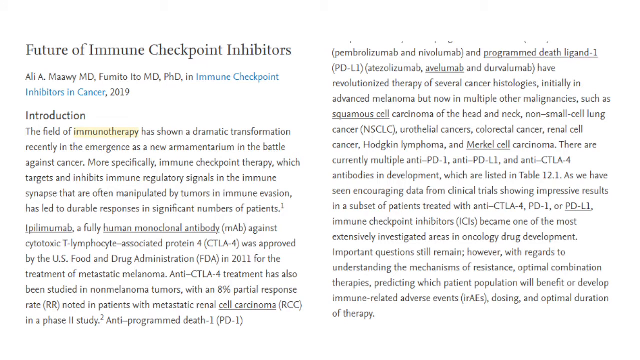Here's an article about the future of immune checkpoint inhibitors. I hope you go through the internet and download this article and have an idea about it. It's very important.